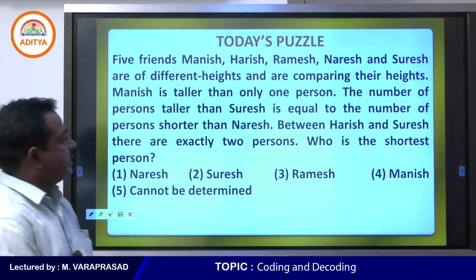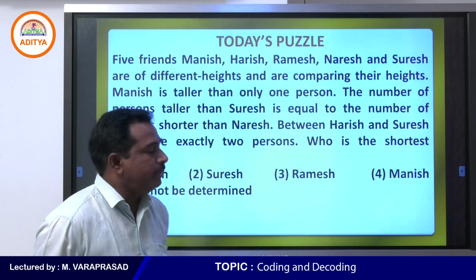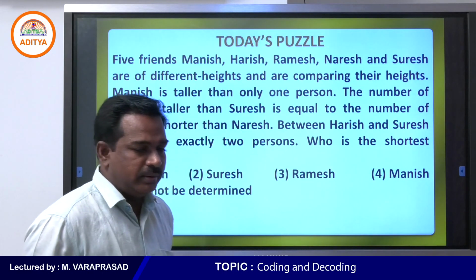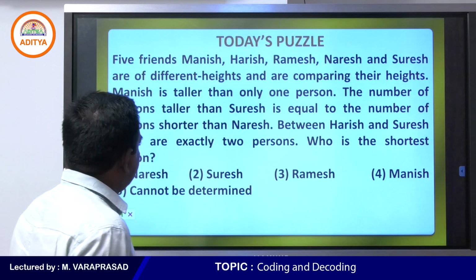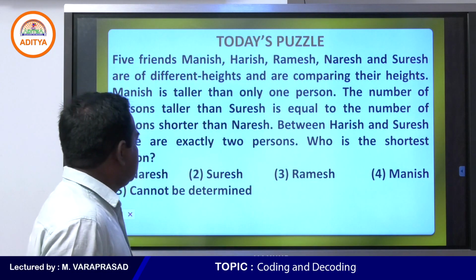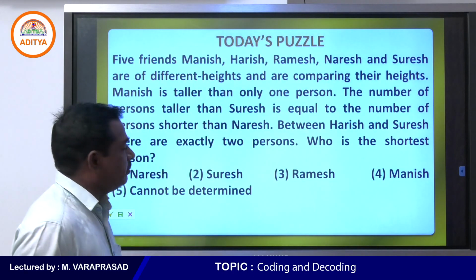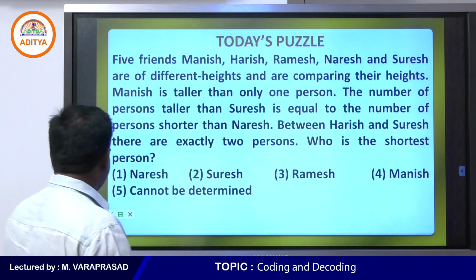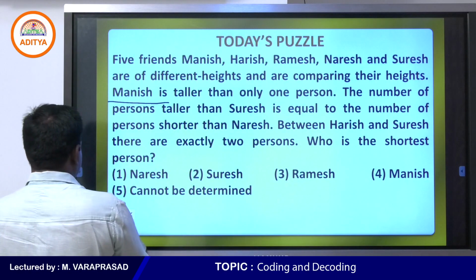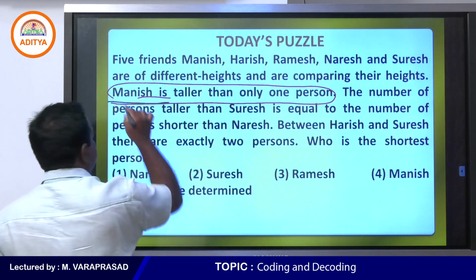5 friends are there: Manish, Harish, Ramesh, Naresh, Suresh. At different heights, they are comparing their heights. So they are not in the same manner, the heights are different. So totally 5 friends are there. Manish is taller than only one person. The first condition given here: Manish is taller than only one person.